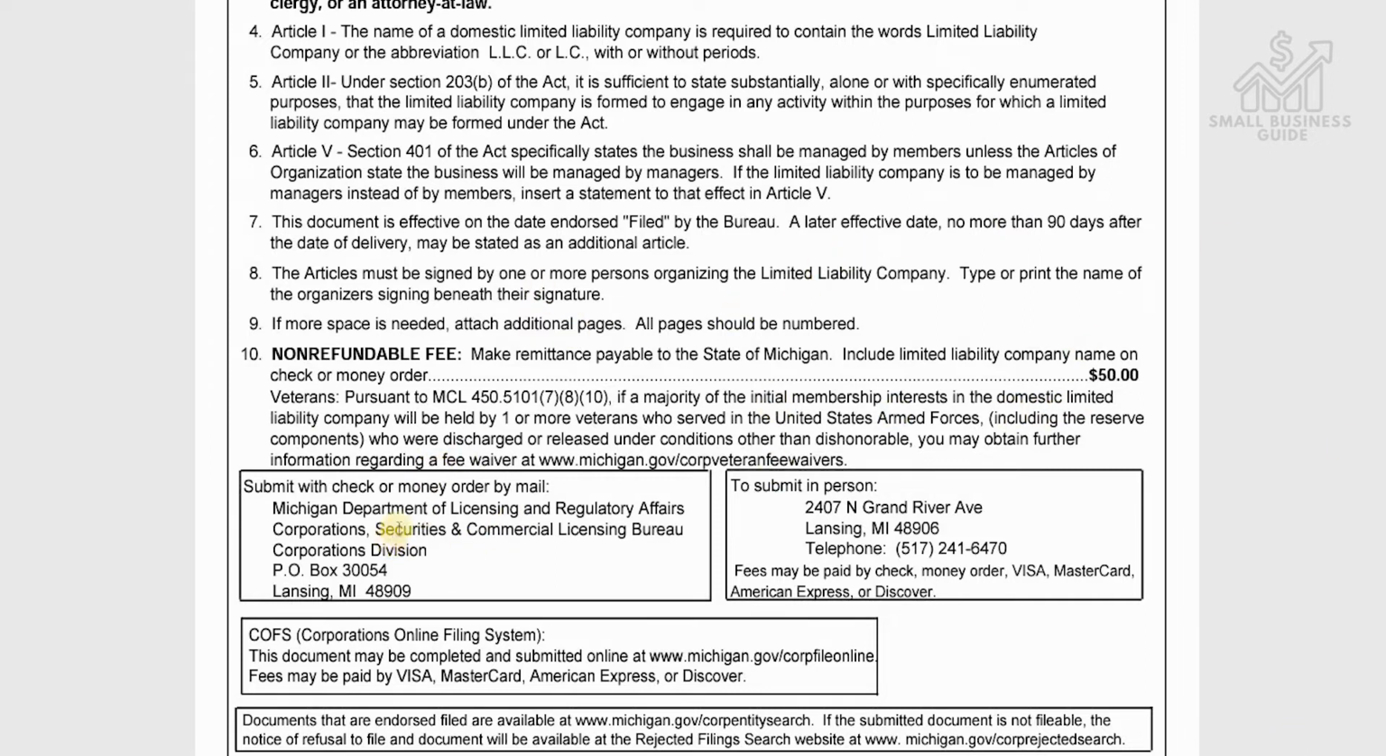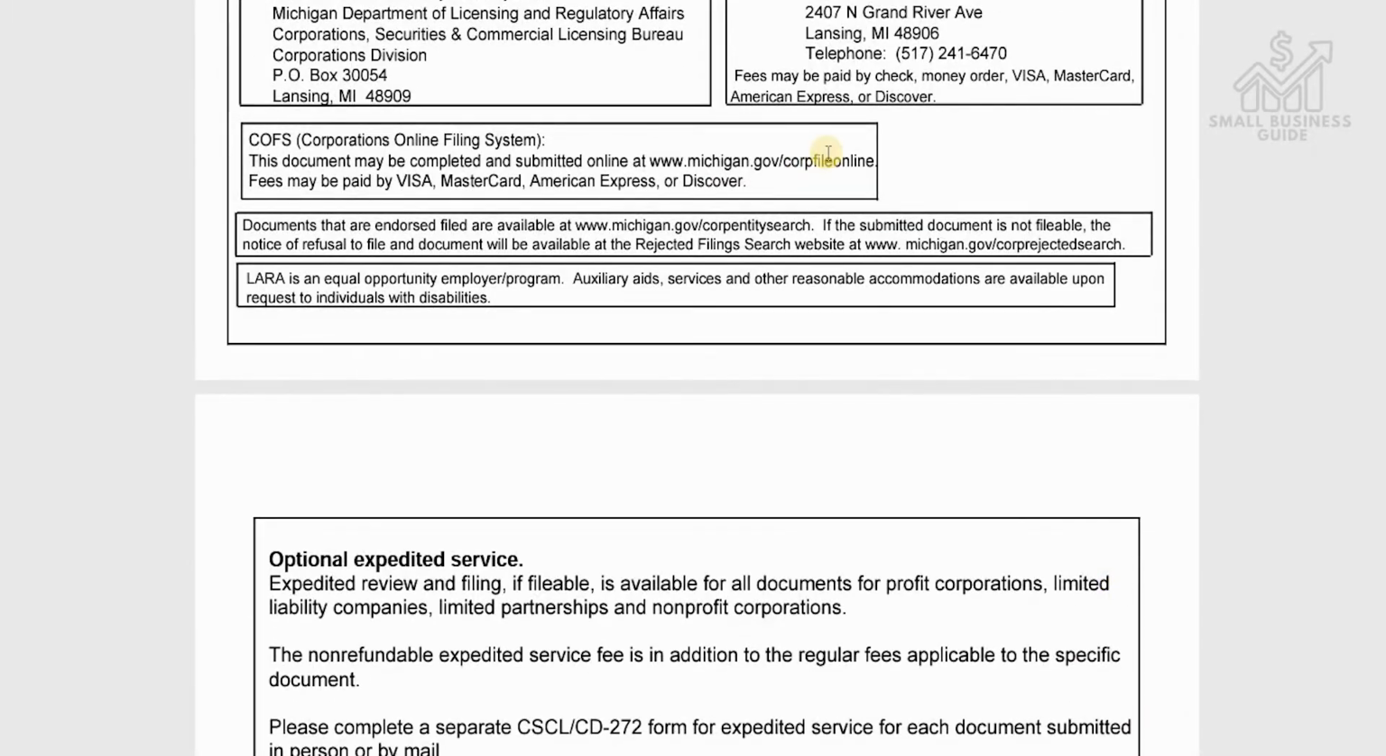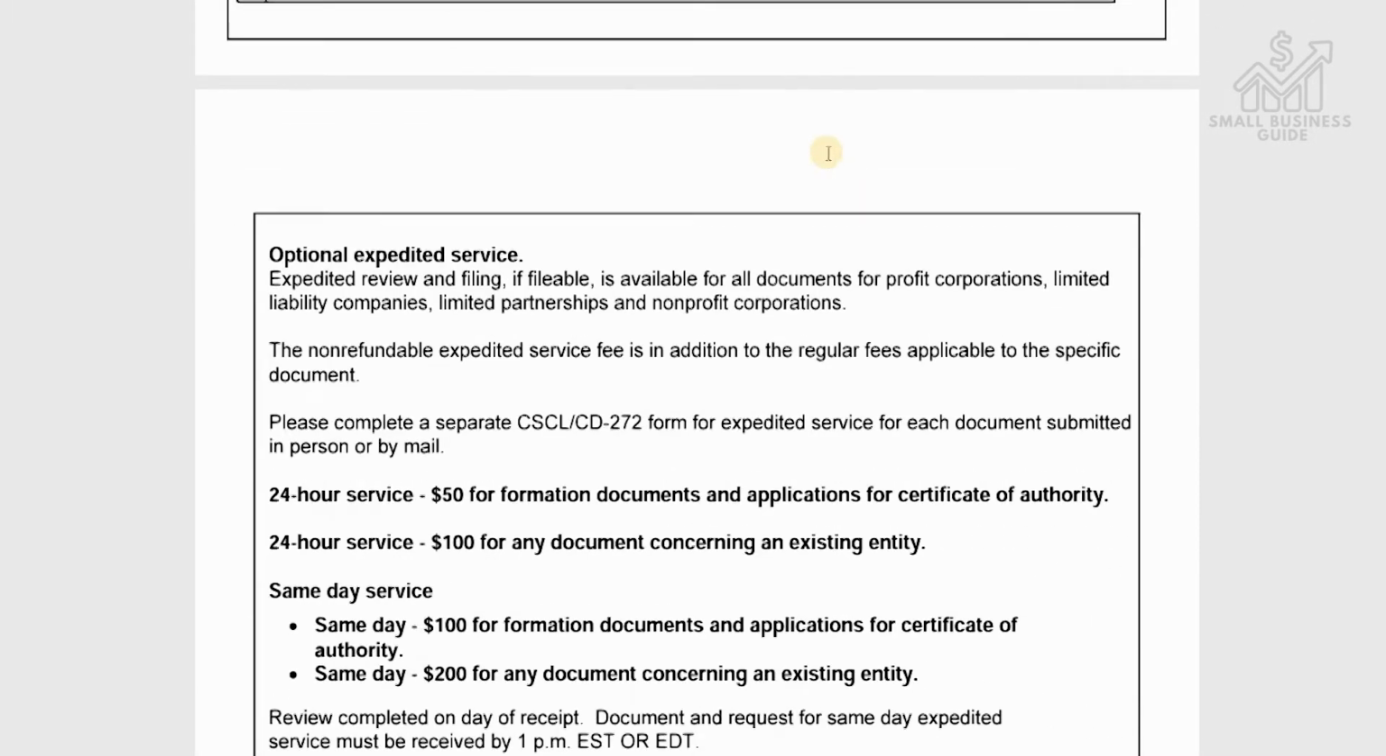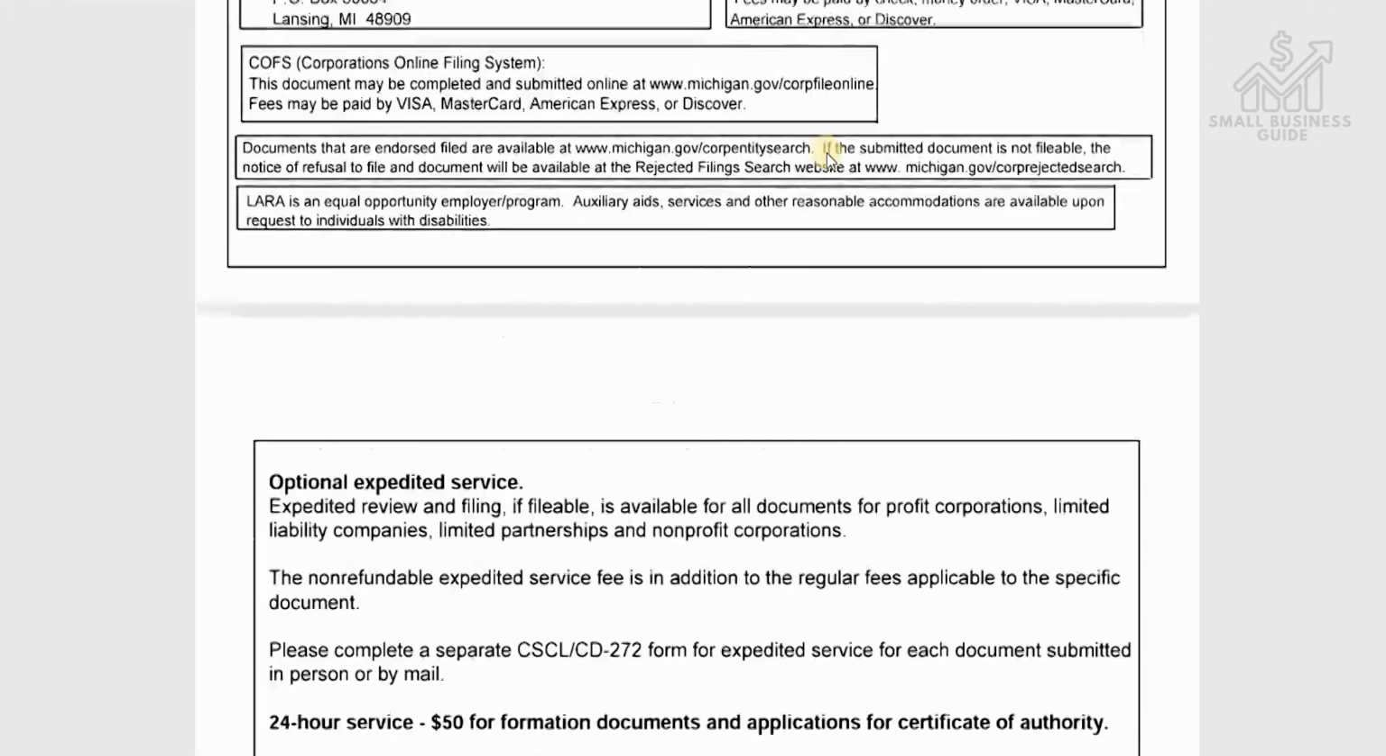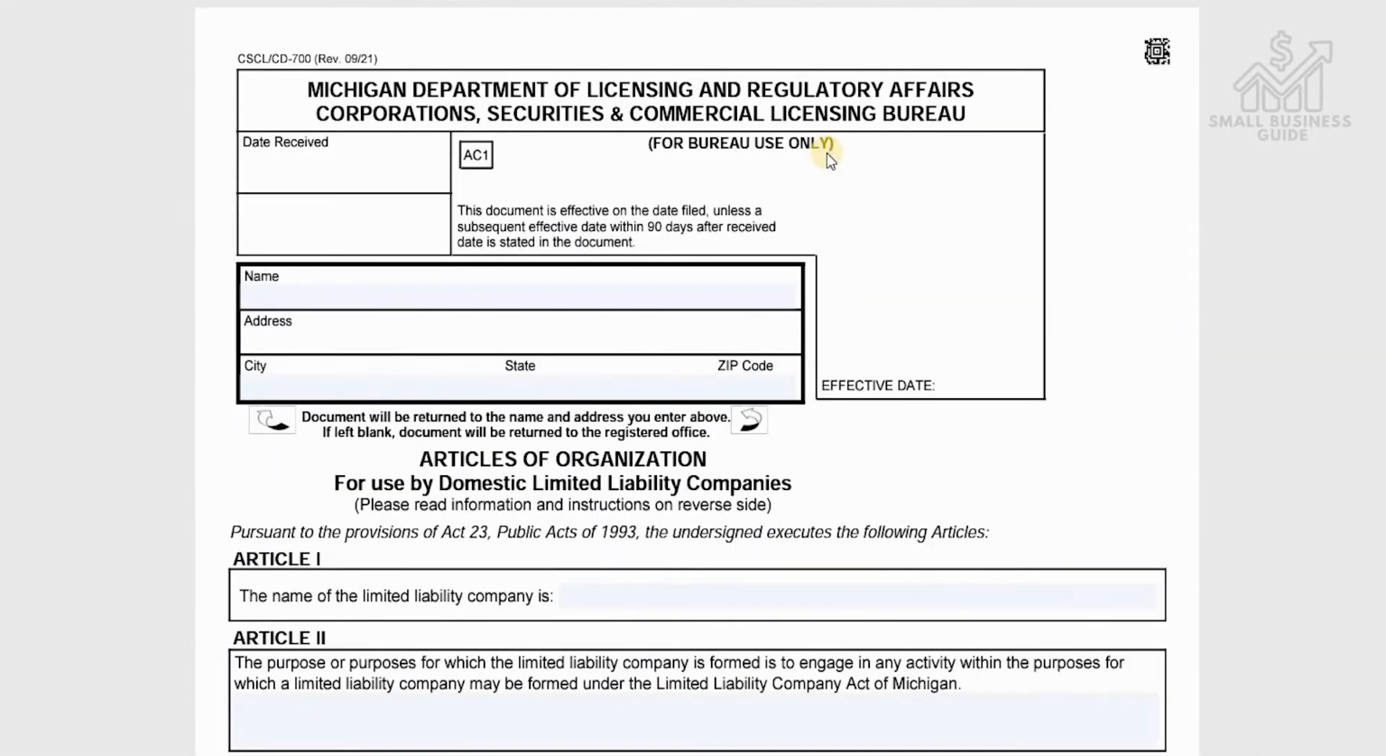You have to submit it to the Michigan Department of Licensing and Regulatory Affairs Bureau over here, or submit it in person to this particular address on Grand River Avenue in Lansing, with the telephone number that is available over here as well. Now, a registered agent needs to go through all of this to ensure that you do not miss anything. So who is a registered agent?